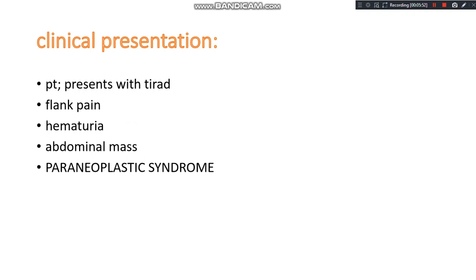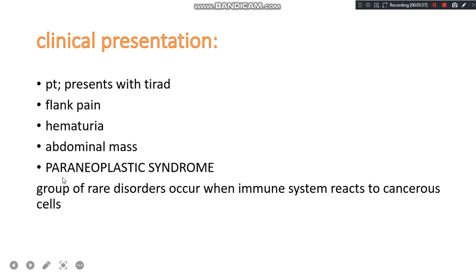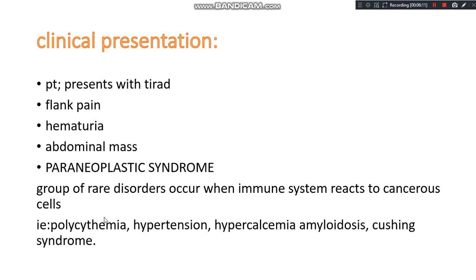And then the patient may have paraneoplastic syndromes. Now, a paraneoplastic syndrome is a group of rare disorders that occur when the immune system reacts to the cancerous cells. So how your body responds against the cancerous cells actually causes the paraneoplastic syndrome. There will be polycythemia, hypertension, hypercalcemia, amyloidosis, and Cushing syndrome. So these are the paraneoplastic syndromes.